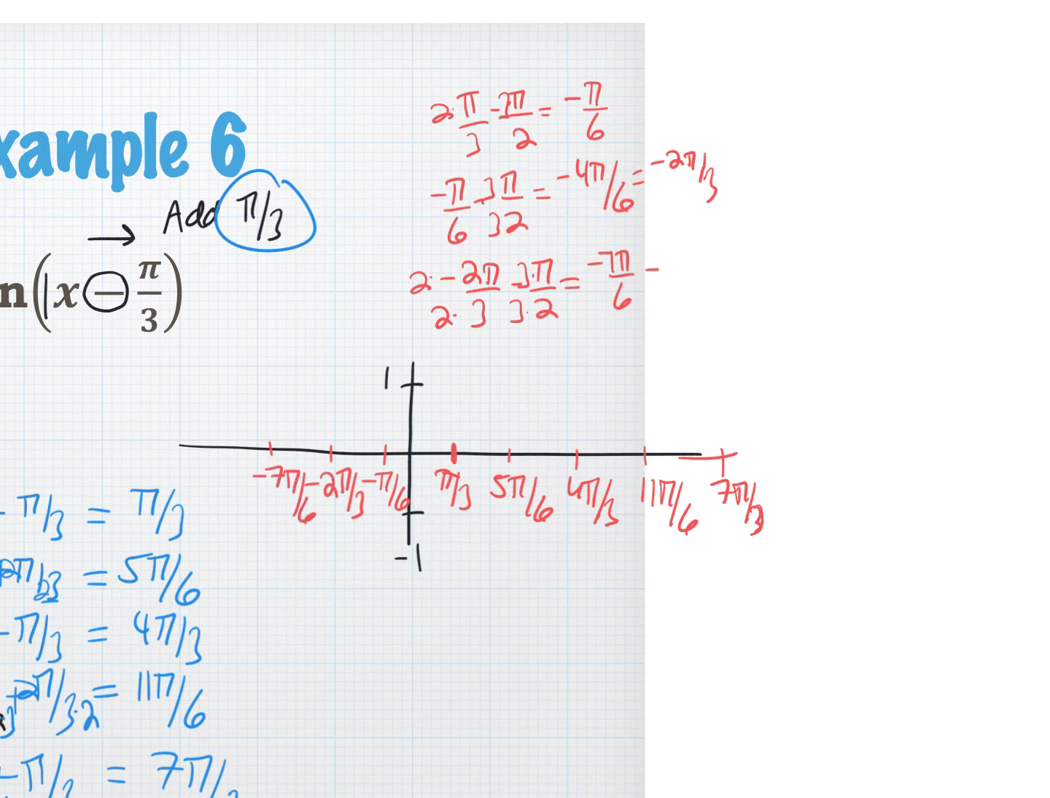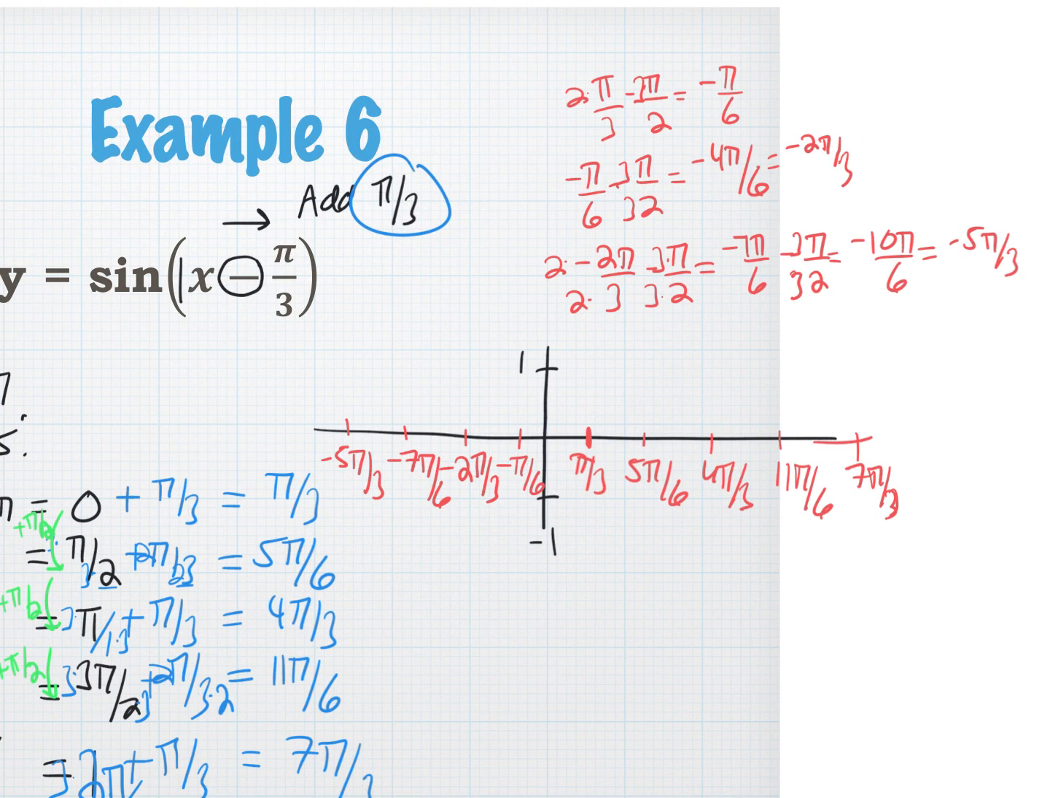And then subtract again, minus pi over 2. And then times 3 times 3. This is going to get you negative 10 pi over 6, which is negative 5 pi over 3. Negative 5 pi over 3. All right, so the phase shift is the kind of tedious one to get all of your points.